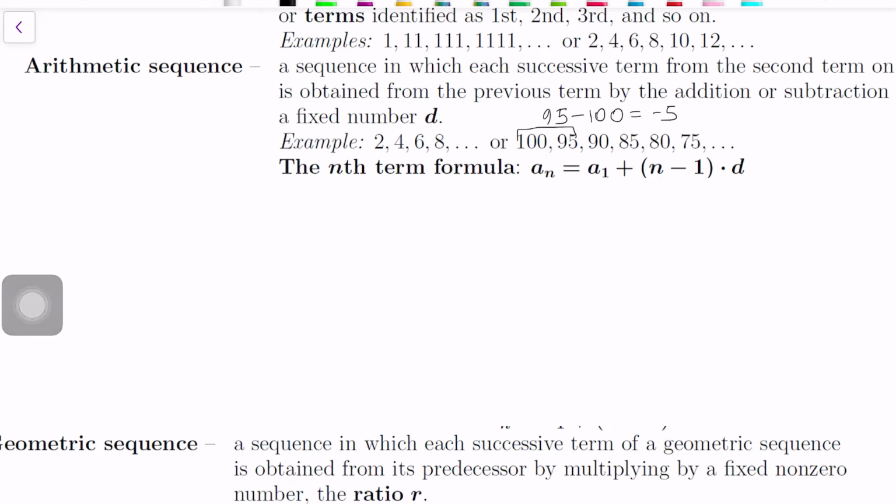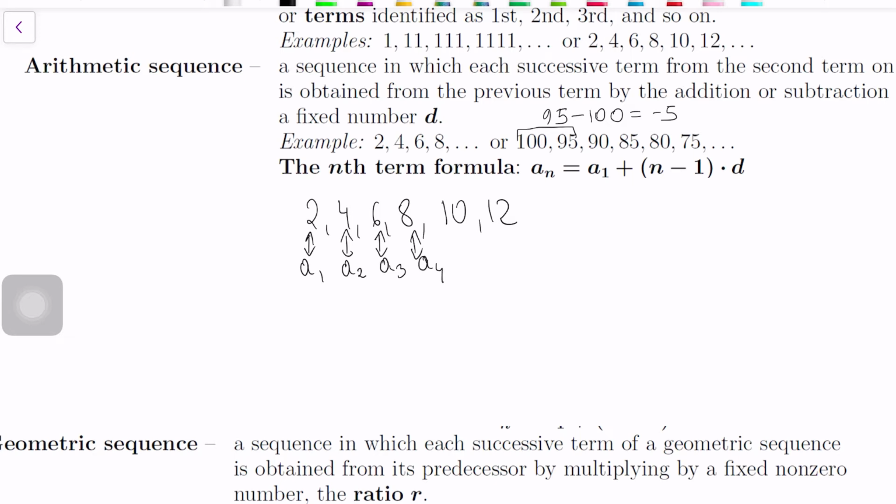Okay, so what's the nth term formula? The nth term formula is the formula where, okay, I'm going to give you an example of this sequence. You can also say that this is your a1, your first term of the sequence. This is your a2, 6 would be your a3, and so on, a4.